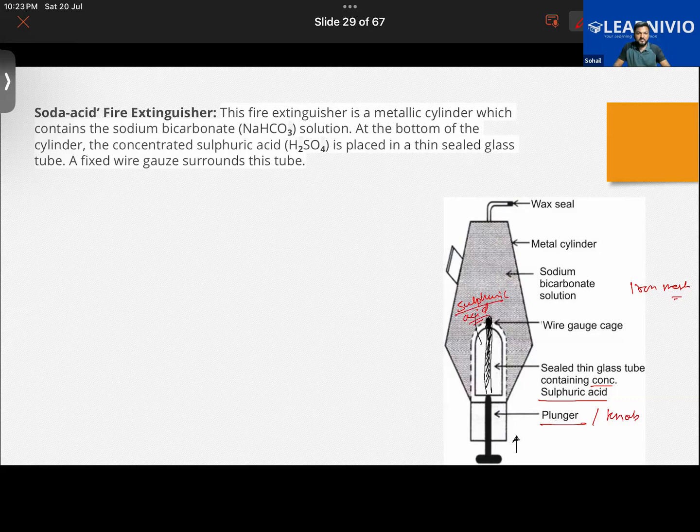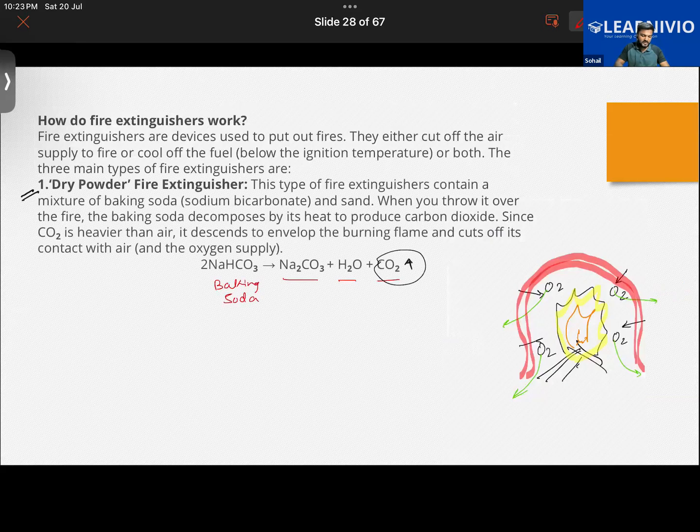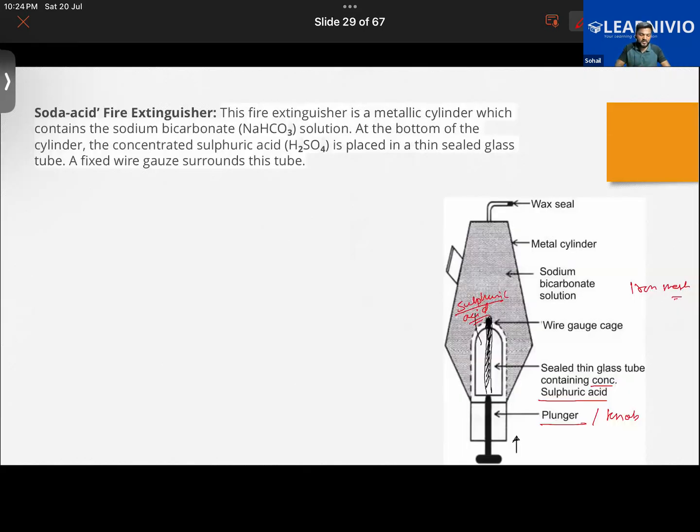Now further, we know that this structure contains sodium bicarbonate, that is basically baking soda. Remember sodium bicarbonate? Here also we did learn about sodium bicarbonate, where you were using a mixture of sand and baking soda to extinguish the fire. Here you have used the same chemical, sodium bicarbonate. But here we are not using sand, we have used sulfuric acid.